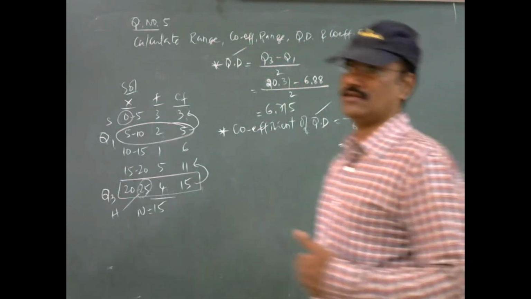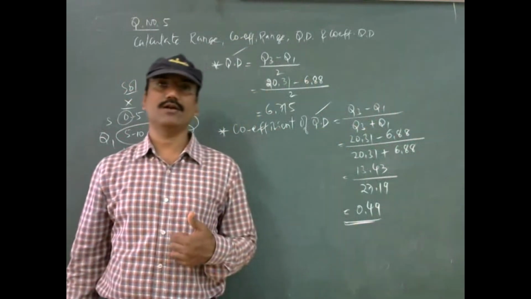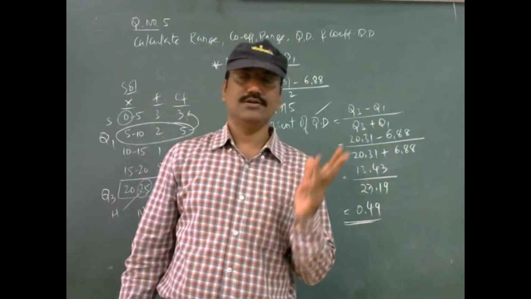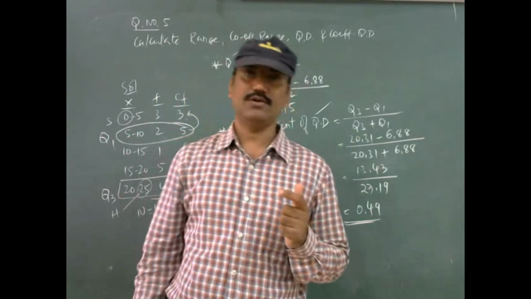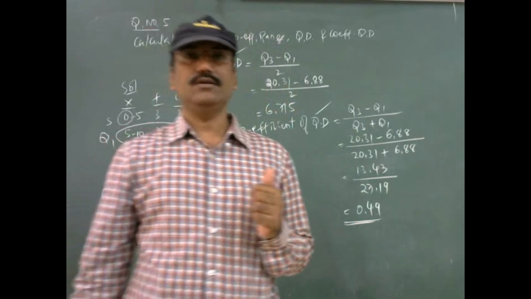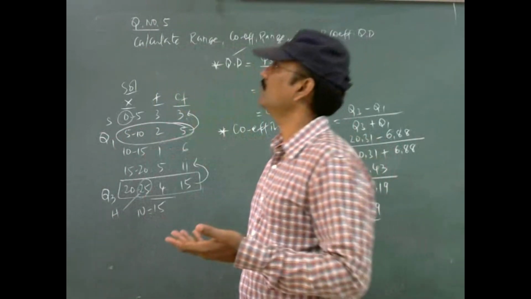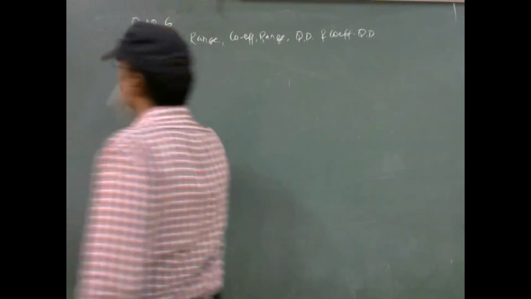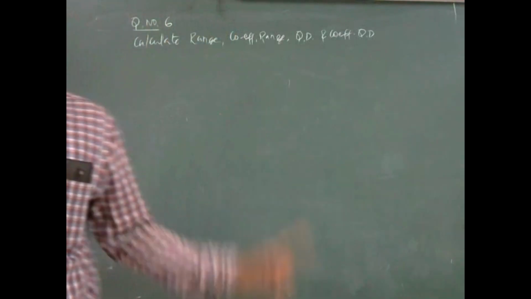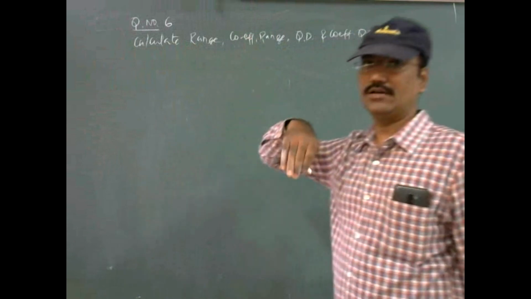This question is based on which case? In case of continuous series, remember continuous series: range, then coefficient of range, quartile deviation and coefficient of quartile deviation, right? So I will assign you a question. Question number 6 is an assignment for you all, that you have to solve and send the copy to me.